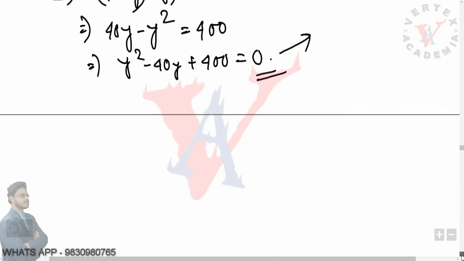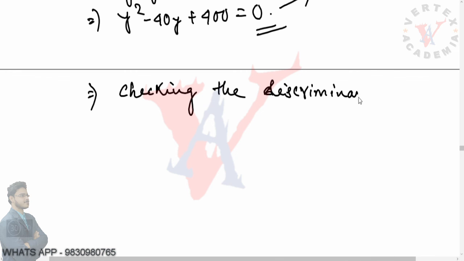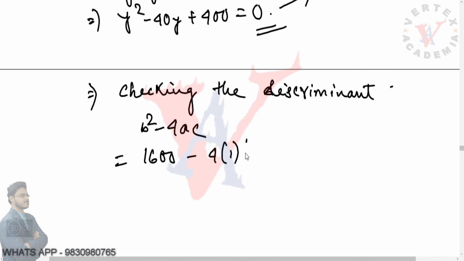So basically we have to check whether the breadth, as y is the breadth, comes out real or imaginary. So let us check the discriminant. What we get is b squared minus 4ac. So what is b here? b is minus 40, so minus 40 whole square is 1600, minus 4 times a is 1 and c is 400. So what we get is 1600 minus 1600. So this is 0.